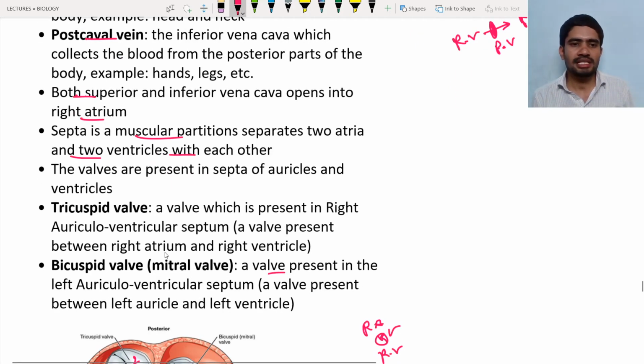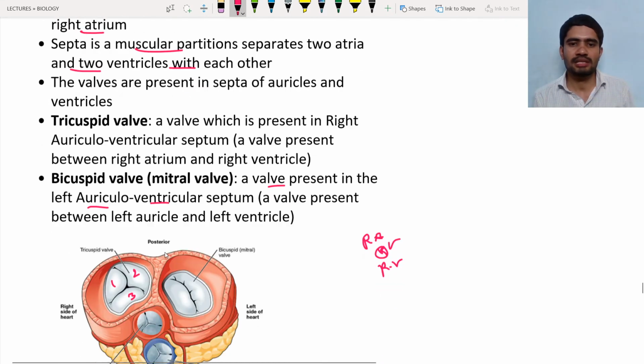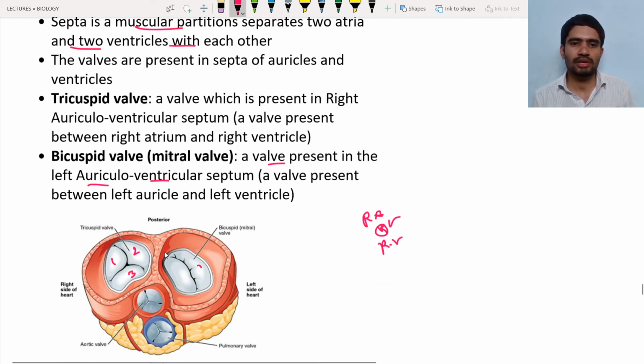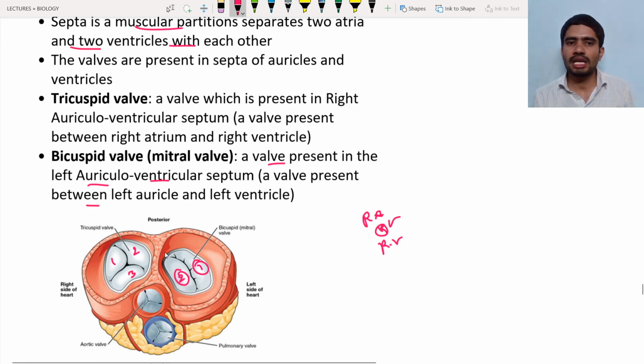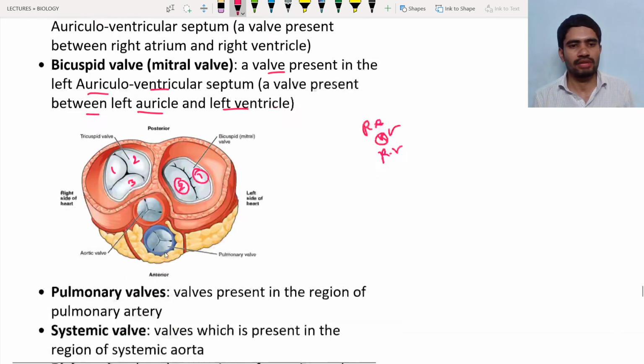It is a valve present in the left auriculoventricular septum. In the septum you can see the two valves, two flap-like structures. Hence we call it a bicuspid valve. Bi means two, tri means three. So this is known as the bicuspid valve. It is a valve present between the left auricle and the left ventricle.